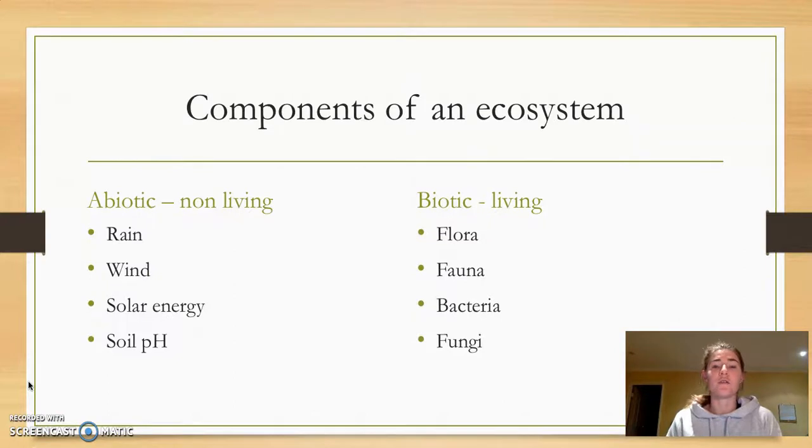So there are a few components of an ecosystem. The abiotic, which is the non-living, include rain, wind, solar energy, and soil pH. These are aspects that are required in an ecosystem to provide an energy source to the biotic components, which are the living parts like the flora, the fauna, bacteria or fungi. And these biotic components rely heavily on the abiotic. Without either, an ecosystem would definitely break down.